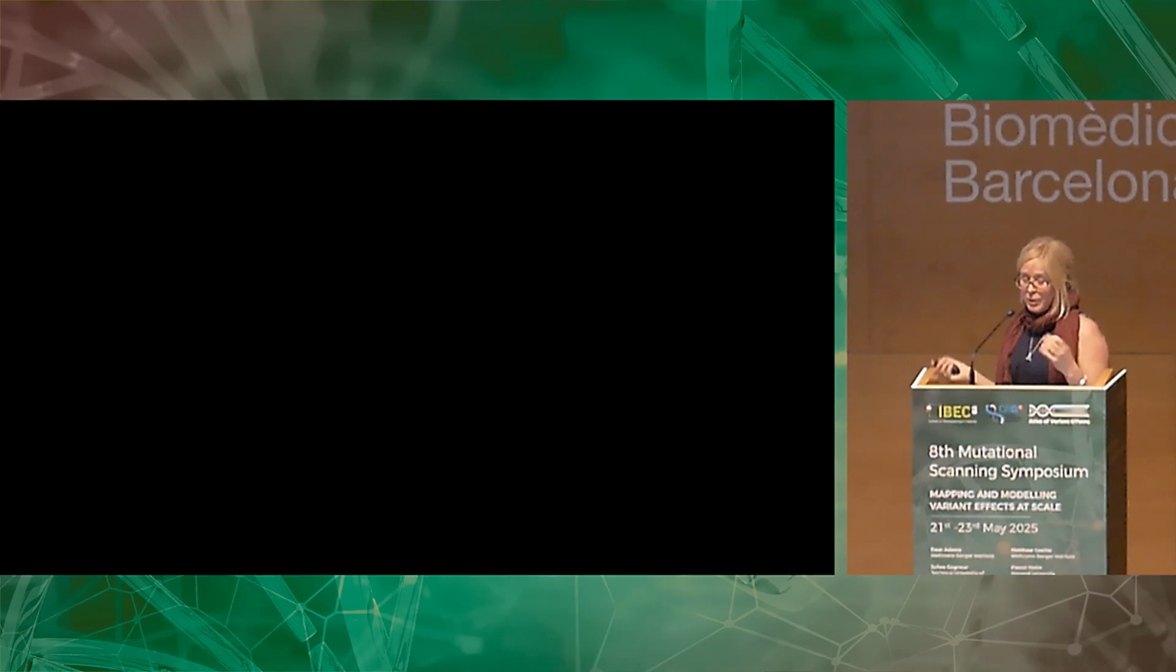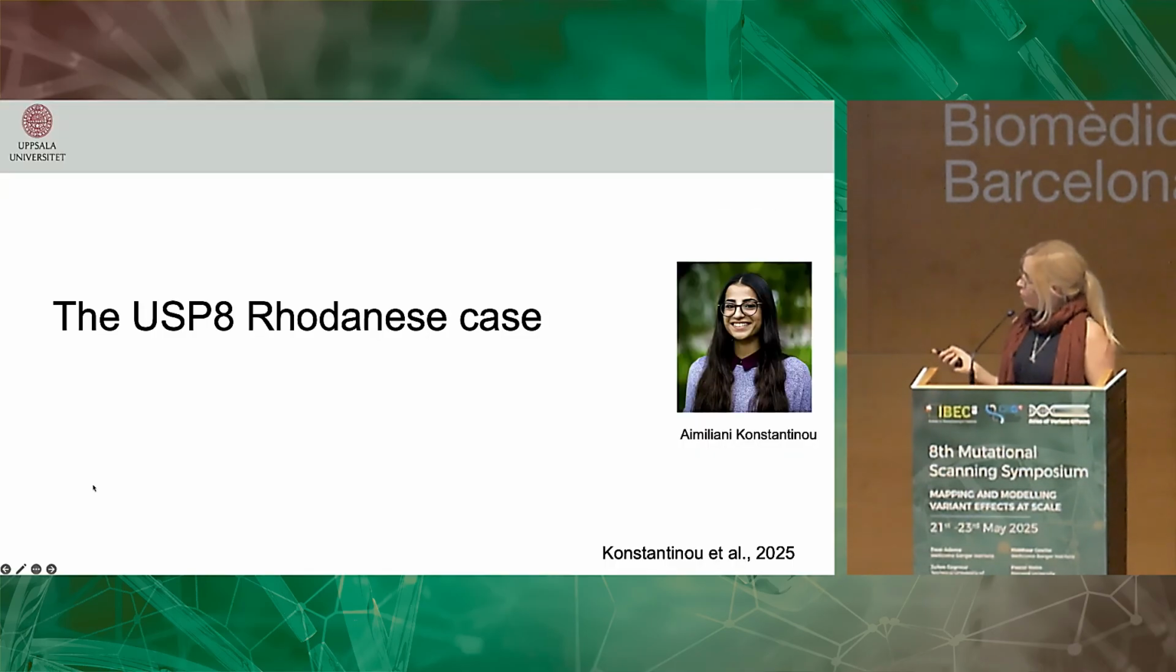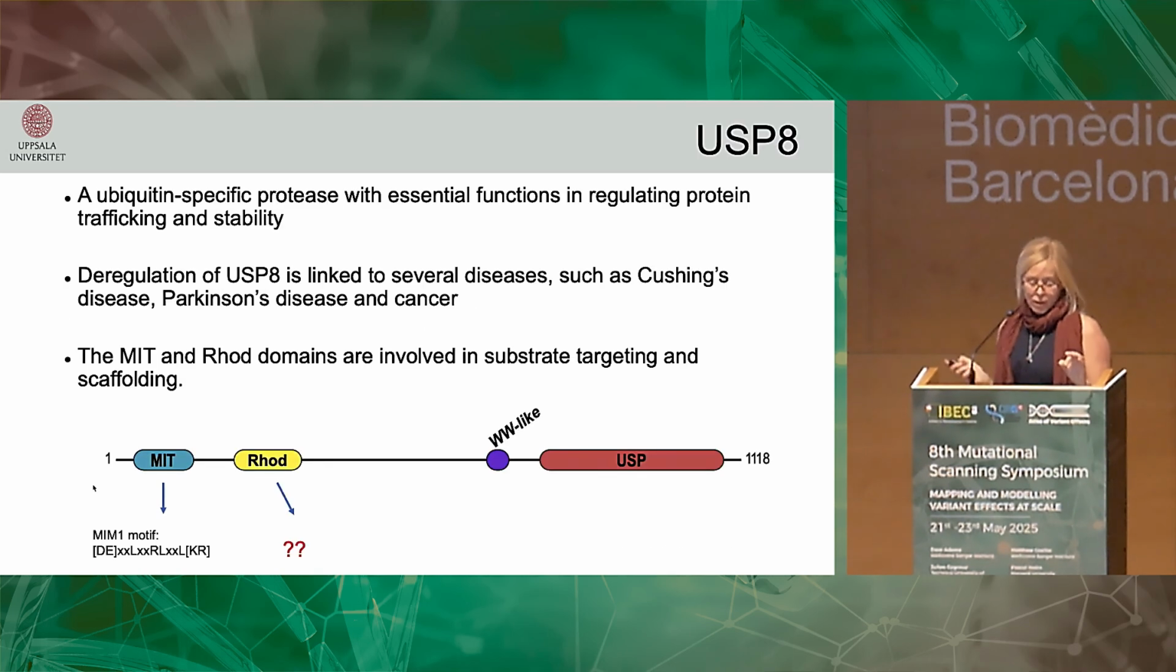Emily just defended her PhD and has been focusing on DUBs, but here we will talk about her USP8 story. USP8 is a very curious enzyme. It's a ubiquitin-specific protease with an important function in regulating protein trafficking and stability. Deregulation of this DUB is linked to several diseases, and it looks like this. You have 2 domains at the N-terminus, an MIT domain and a rhodanese domain, and then the catalytic domain down here. The WW-like domain serves some kind of auto-inhibitory function.